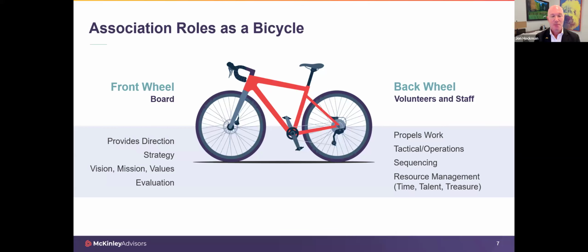So people don't always remember my name, but they always remember the bicycle metaphor. And hopefully it's helpful to use throughout this kind of conversation. And as you think about how do you get the right people on the board, to one of the points I raised before, with the right skill set, the knowledge, skills, and experiences to do the front wheel job, as well as the back wheel job.